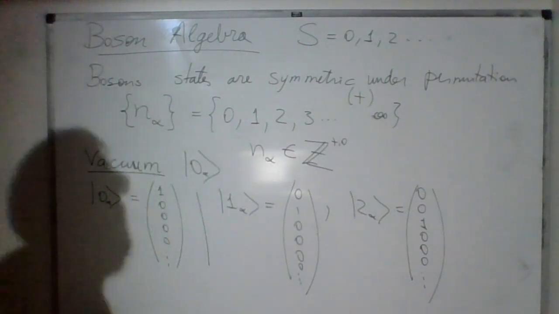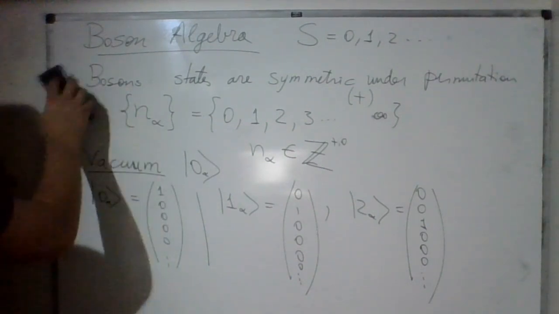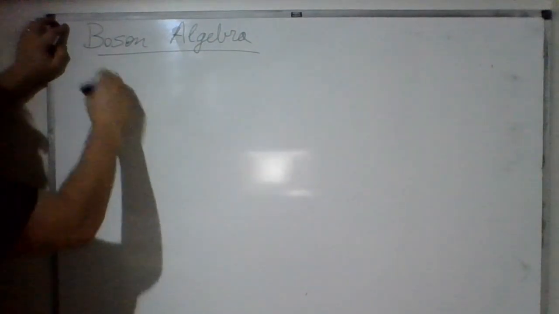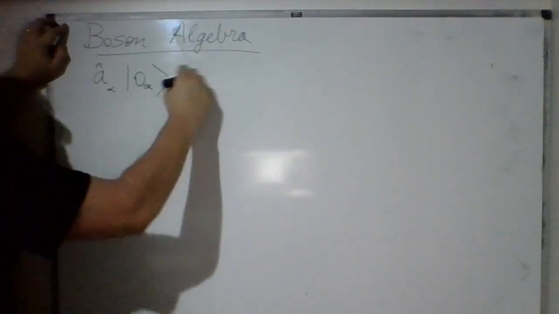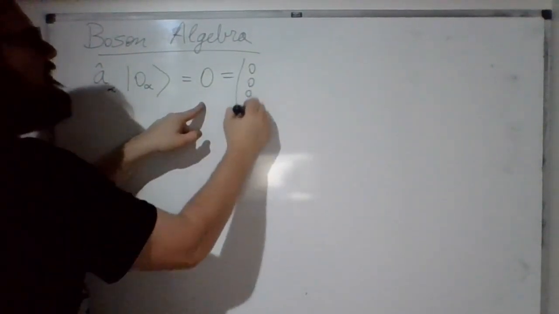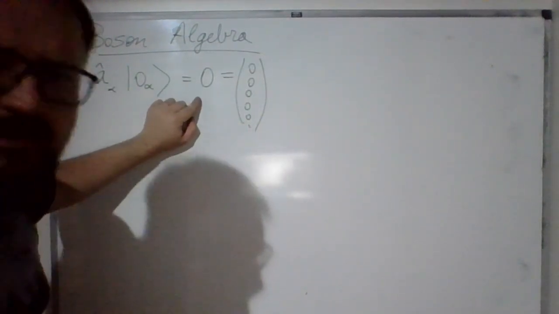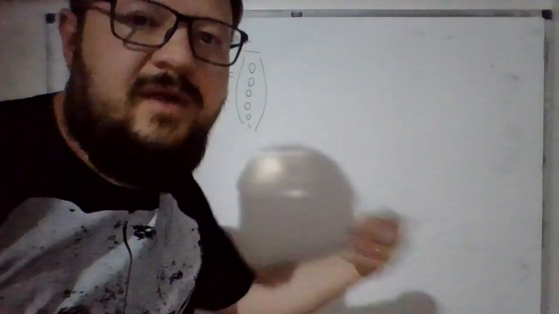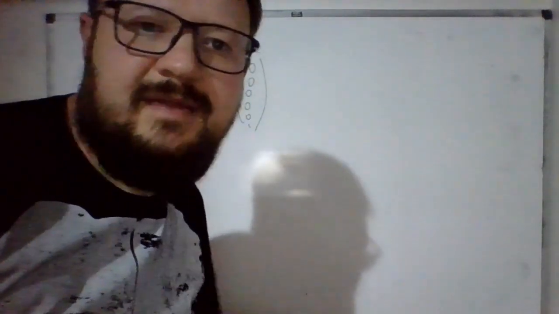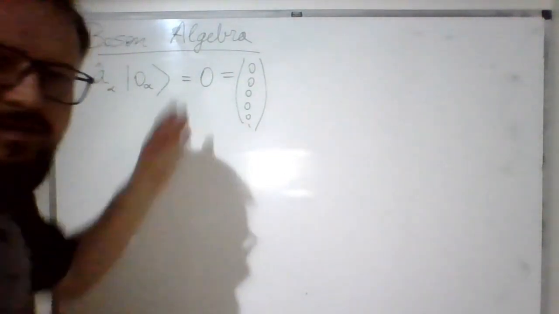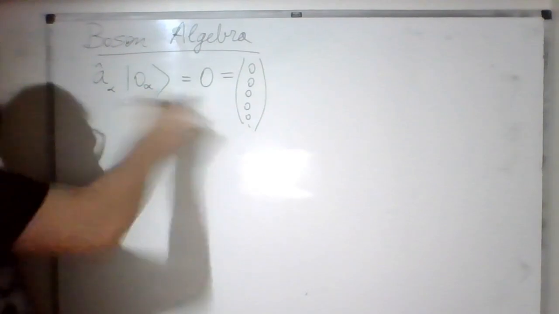Well, so the annihilation operator acting on the vacuum of that state gives 0. It is the null vector, because there are no particles in this state. So you cannot annihilate from nothing, from the vacuum. You cannot annihilate a particle where there is none. It produces a 0, a null vector.